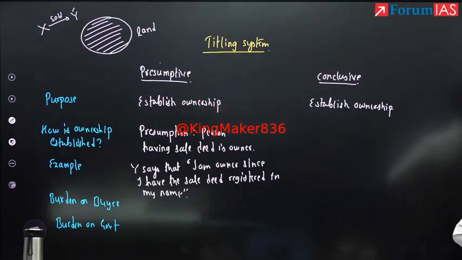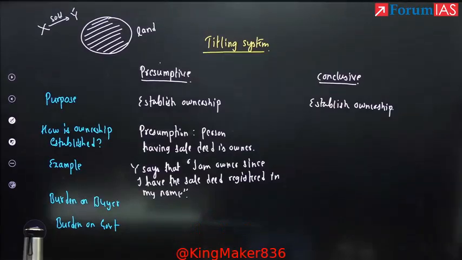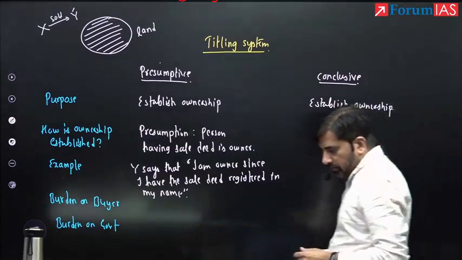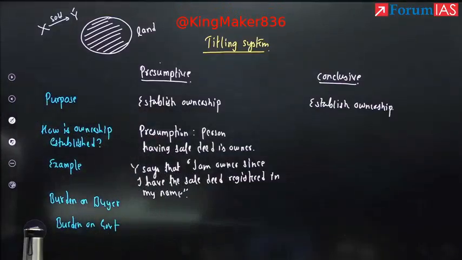Last one, title insurance. Under criteria, there you can write no compensation. No compensation if the buyer loses the property due to litigation.